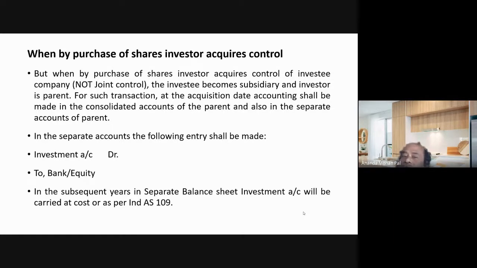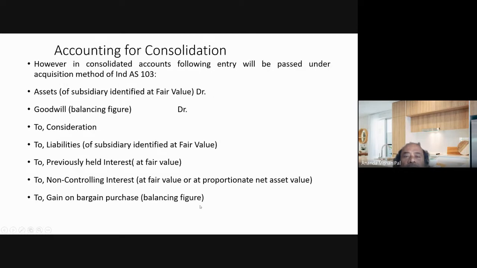We have done it also yesterday, a bit of repetition, so I am quickly going through this. In the separate accounts, investment account to bank; in subsequent years, in the separate balance sheet the investment account will be carried at cost or as per Ind AS 109. Now, for consolidation, in the consolidated accounts the following entry will be passed, and that we know: assets, goodwill, consideration, liabilities, non-controlling interest, etc. This journal would be passed.